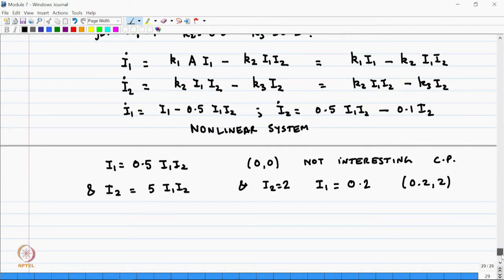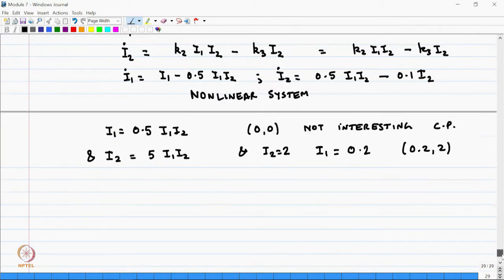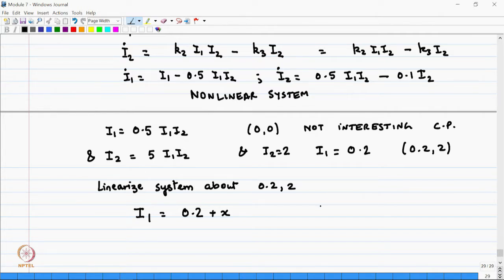Okay. So now let us linearize about this point. So suppose you linearize the system about this point. Okay, what will happen? Okay, so what you will get is I1. So you say I1 equal to 0.2 plus x, I2 is equal to 2 plus y.